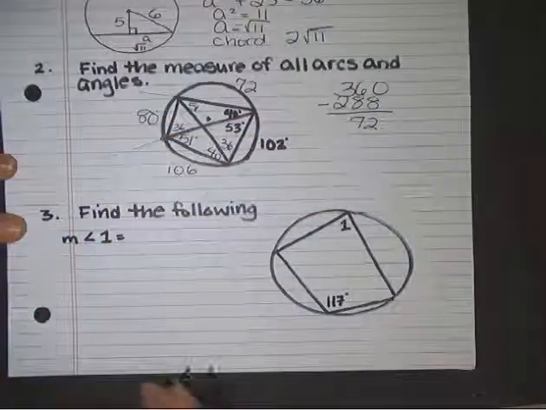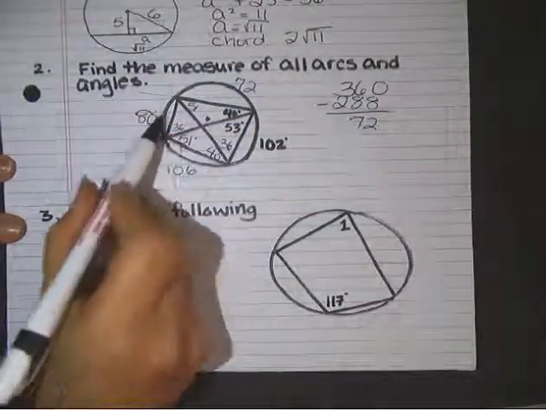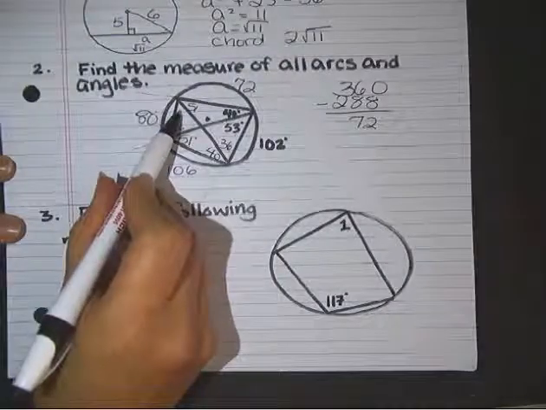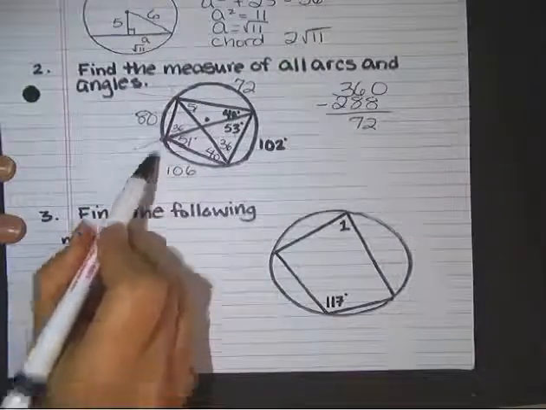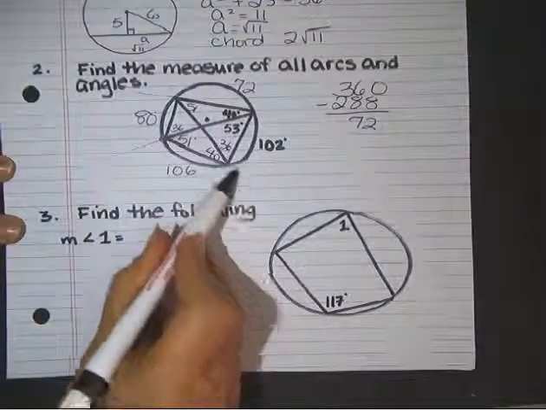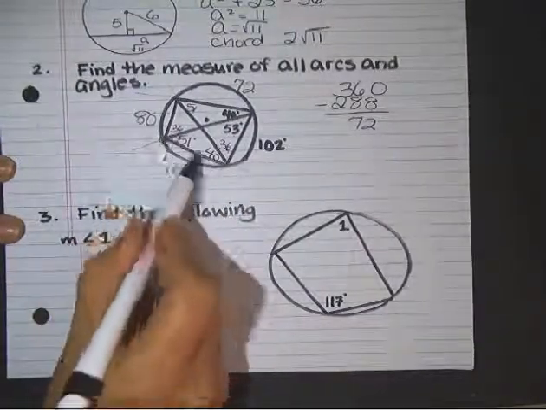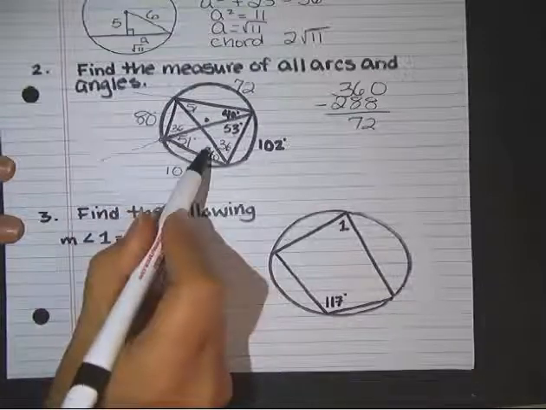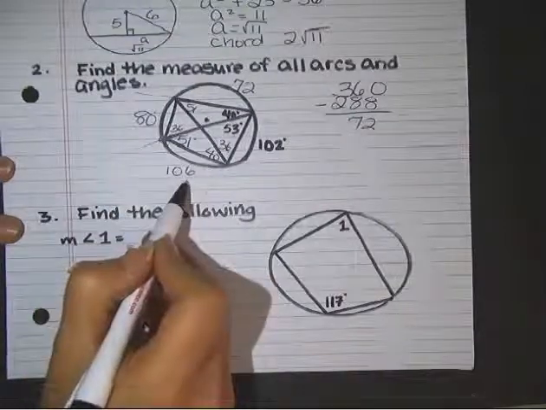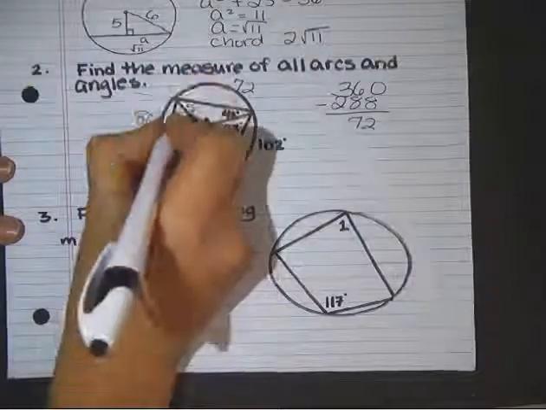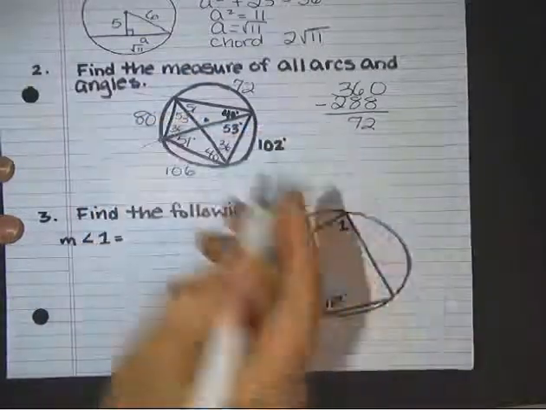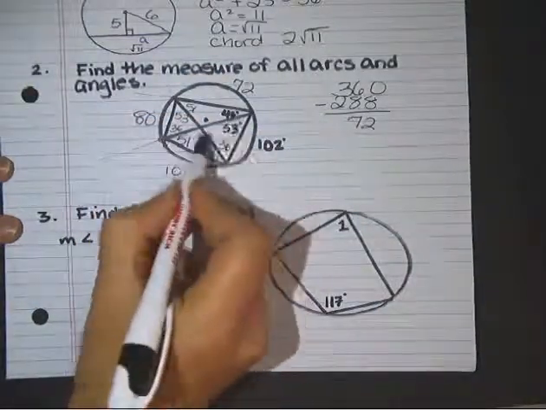What else do I have left? This angle, what does it open to? Follow that angle, opens up to the 106. Make sure you're looking at the numbers on the arcs, not looking at what it opens up to as other angles. It opens up to the arc 106. So this is 53. So I have all these outside angles. Now I can find the middle ones if I want to.